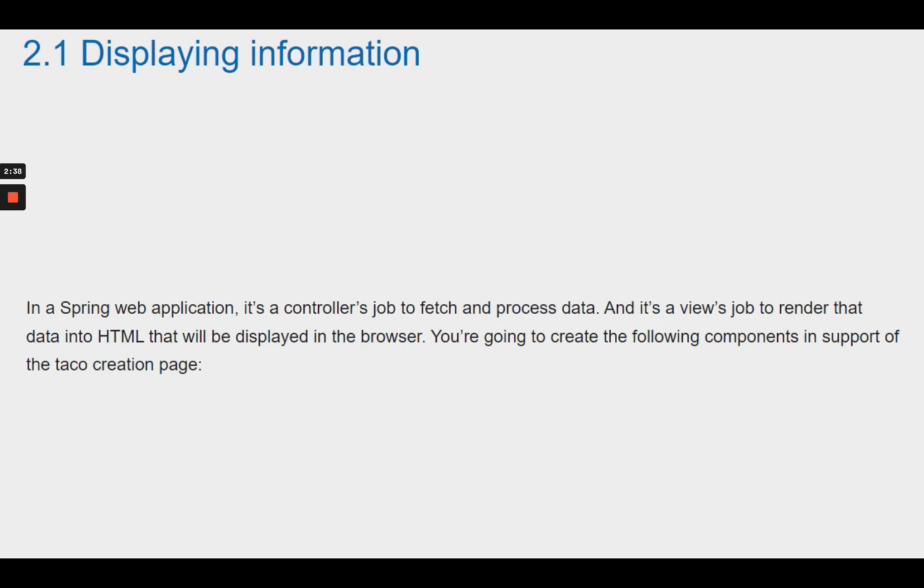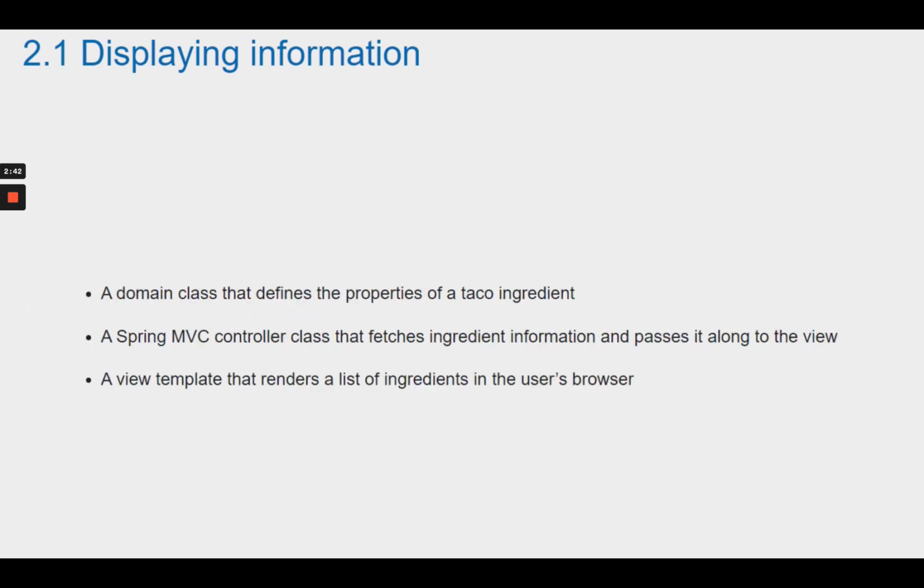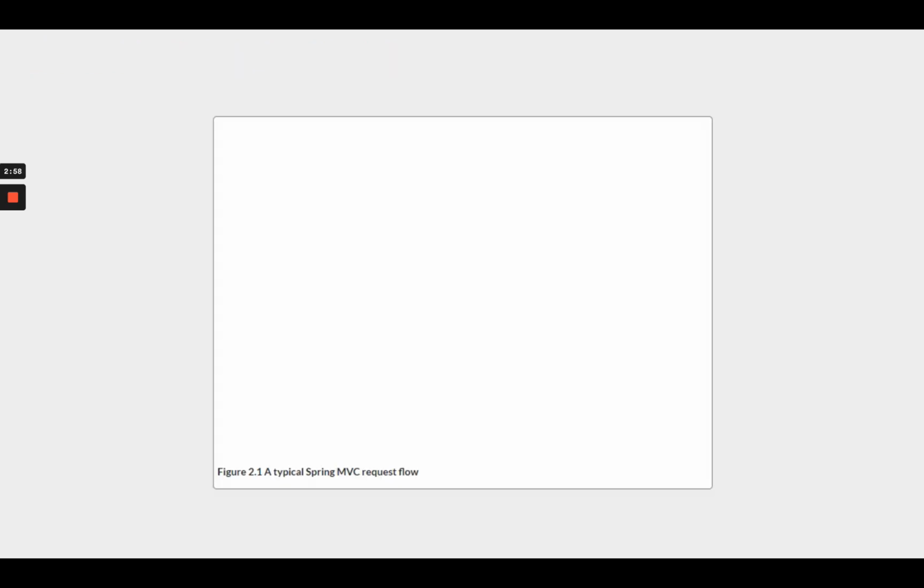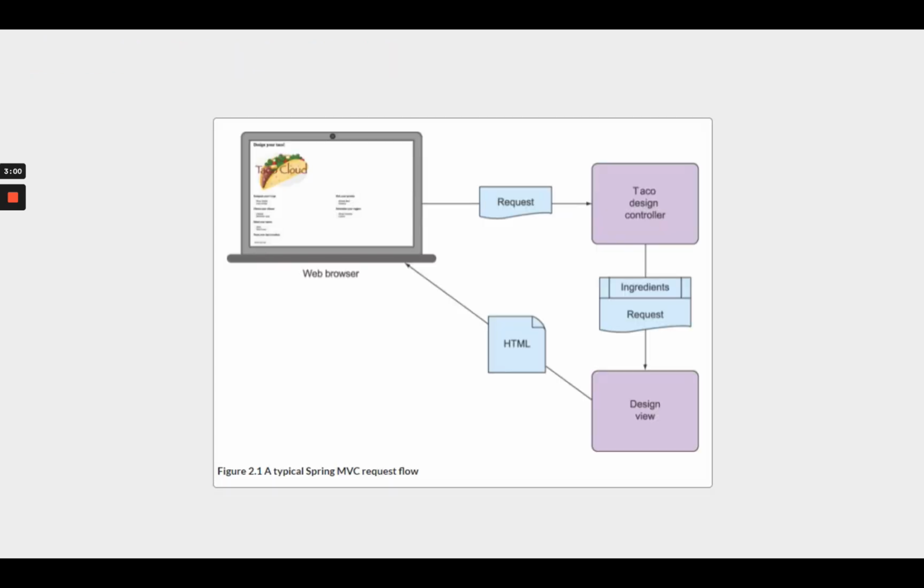You're going to create the following components in support of the taco creation page. A domain class that defines the properties of a taco ingredient. A Spring MVC controller class that fetches ingredient information and passes it along to the view. A view template that renders a list of ingredients in the user's browser. The relationship between these components is illustrated in Figure 2.1.